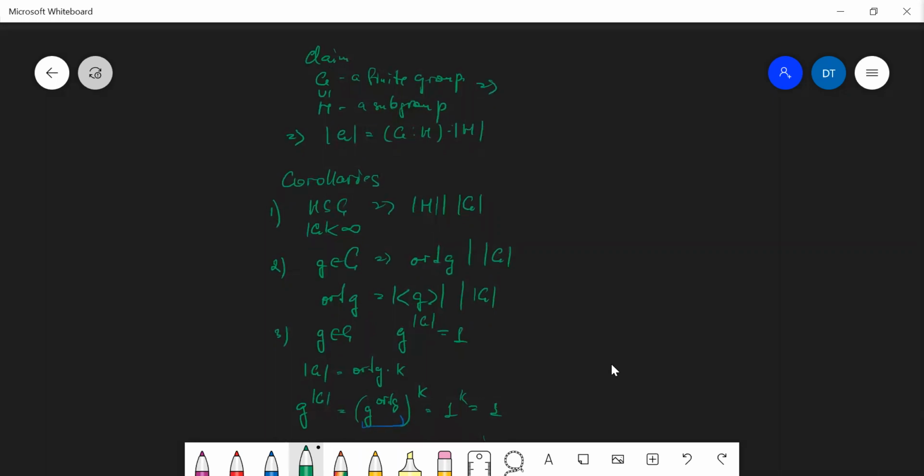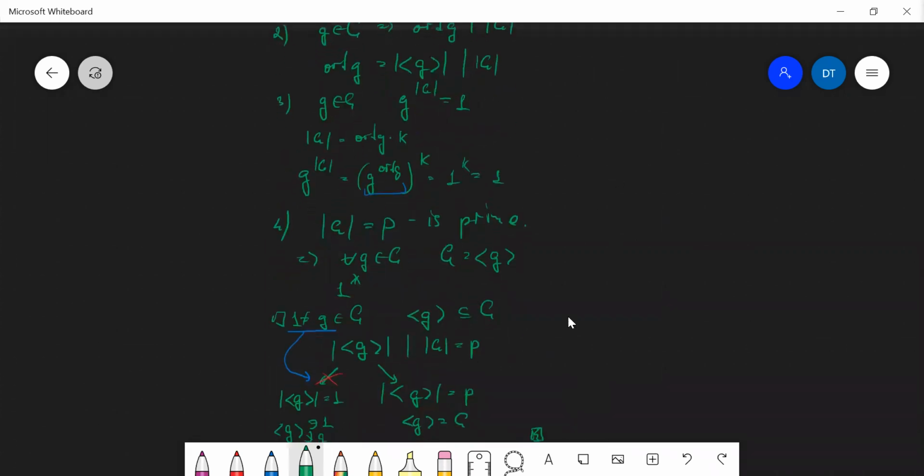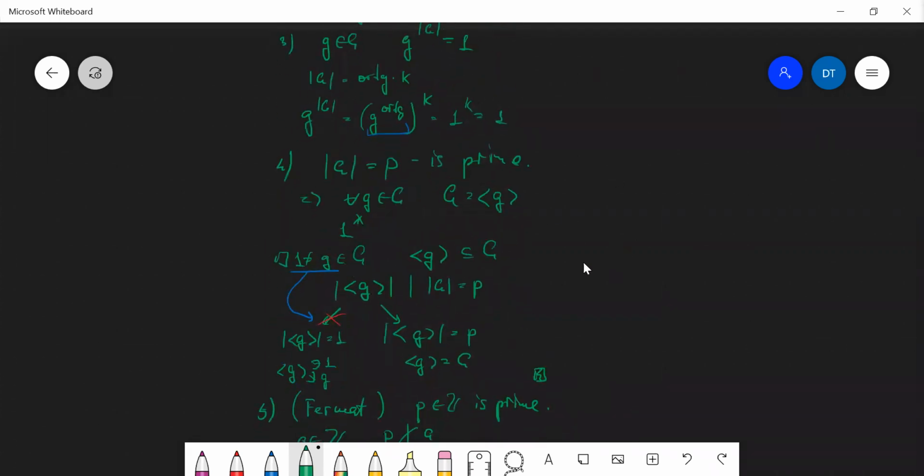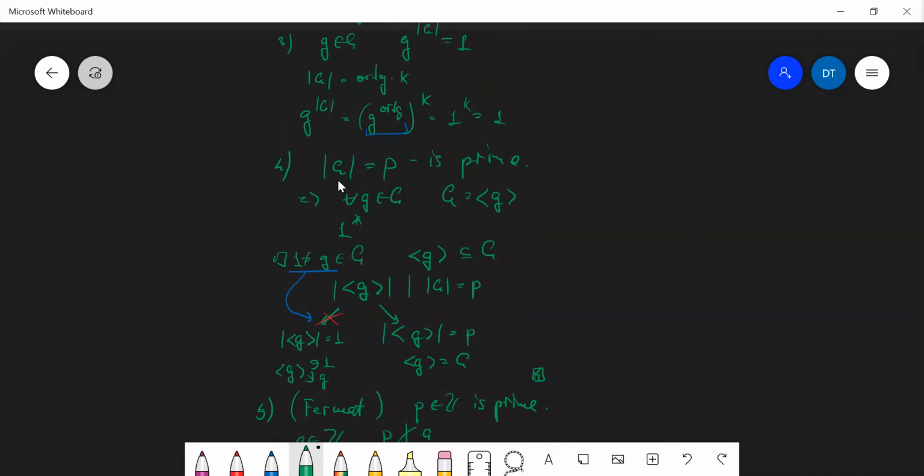Yes, can you please explain once again the fourth corollary? I'm not sure that I got it. The fourth one? Yes. Okay, let's go again. So what are we given? We have a group G of order P, and P is a prime number. Now the claim says that if you take any element g which is not the identity element, then it's a generator for the group G capital. So G capital is cyclic automatically.